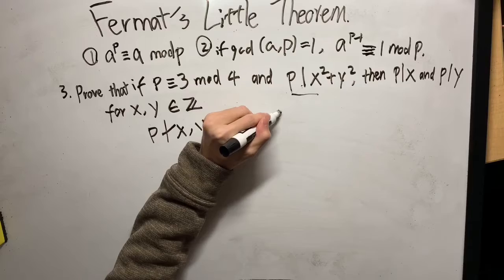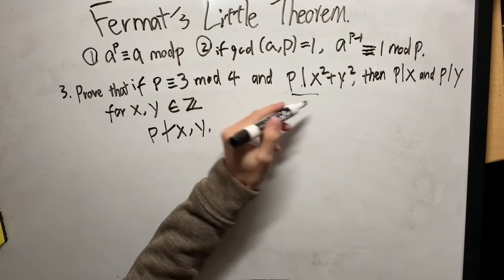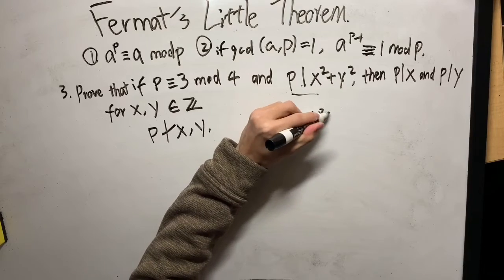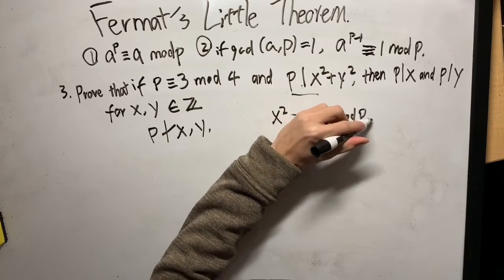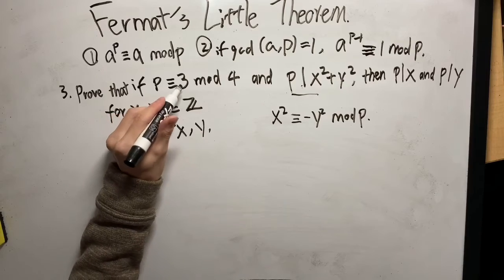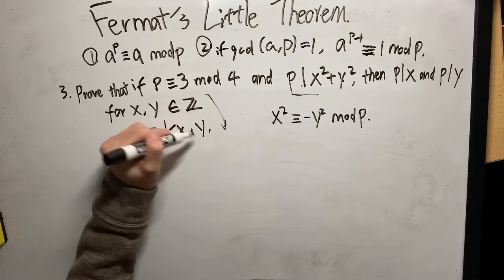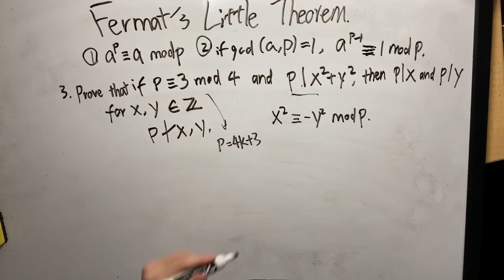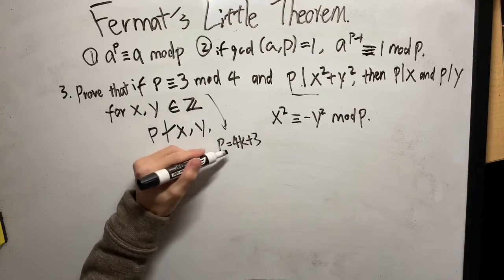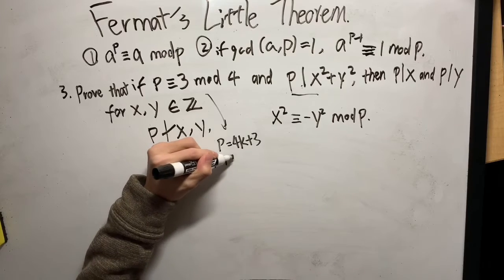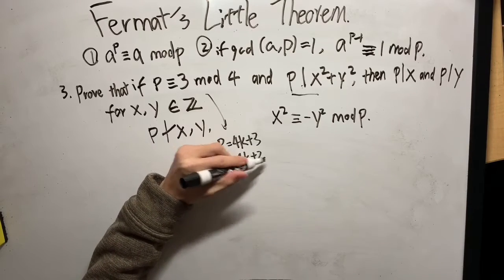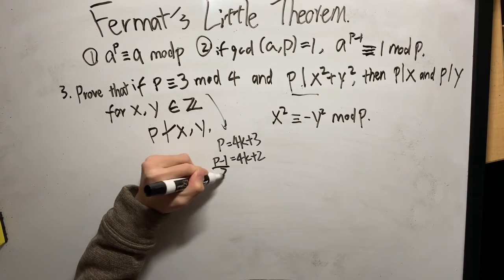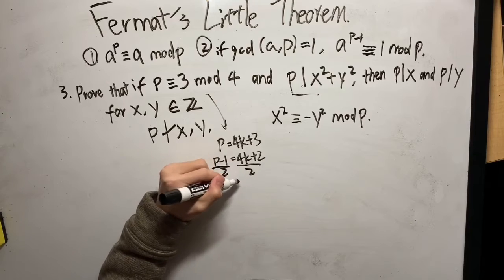Then we have x squared. You can change this form to congruences, which is x squared is congruent to negative y squared mod P. For P congruent to 3 mod 4, you can change this form into P equals 4k plus 3, where k is an integer. So notice that P minus 1 equals 4k plus 2, and when P minus 1 is divided by 2, you have 2k plus 1.